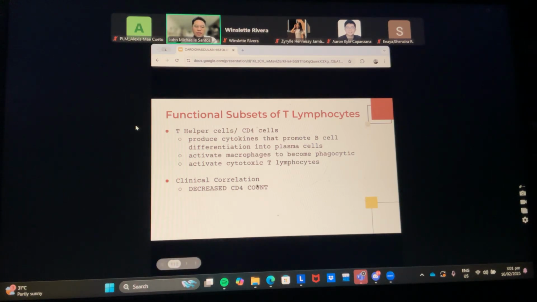So a clinical correlation for your T helper, saan nyo nakikita si CD4? Anong sakit? Usually sa HIV, di ba? So in your HIV, a decreased CD4 count is actually a bad sign, okay? It will make you more susceptible to opportunistic infections, and this is usually seen kapag nasa terminal stage ka na ng HIV infection, which is your AIDS.